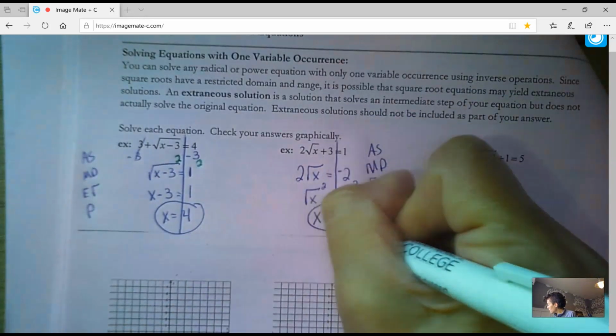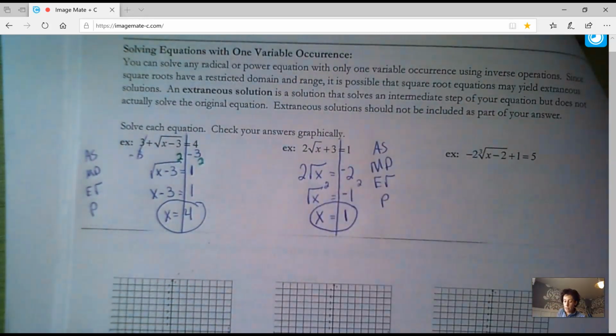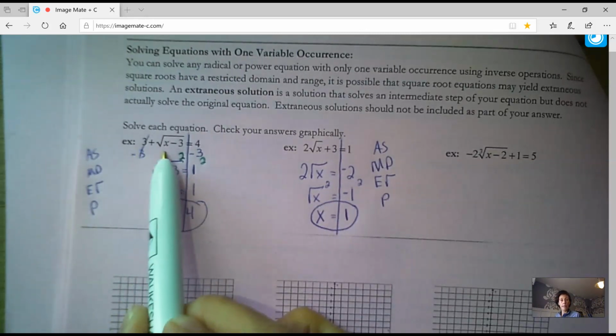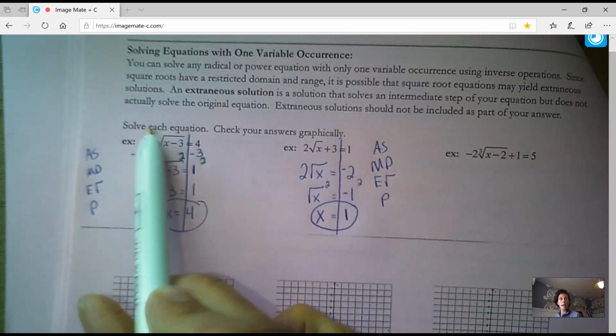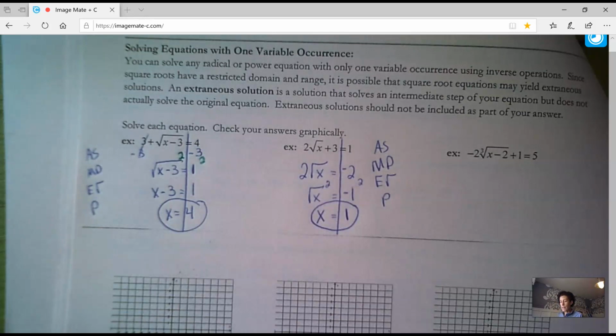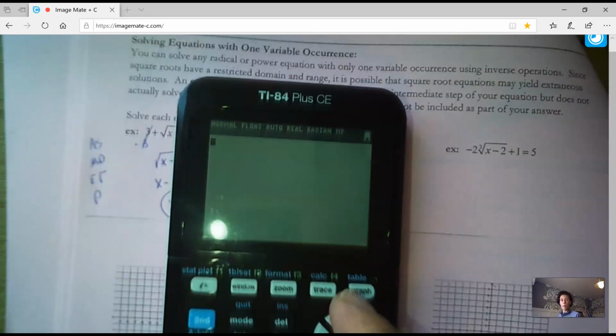So what is an extraneous solution? An extraneous solution just means I'm going to go back to my problem, and I'm going to put 4 in here, and I should, after I do the math, get the left side to equal the right side. So for sake of time, I'm just going to put this in my calculator. I've got both calculators here, so I've got the new operating system and the older operating system. And let me show you on the newer operating system first.